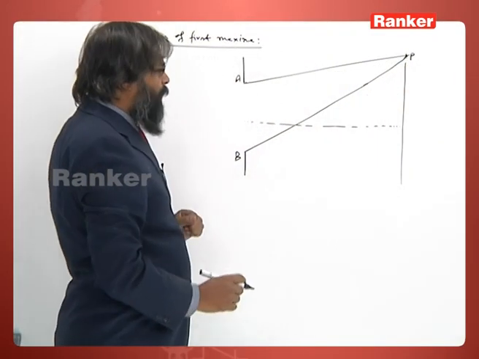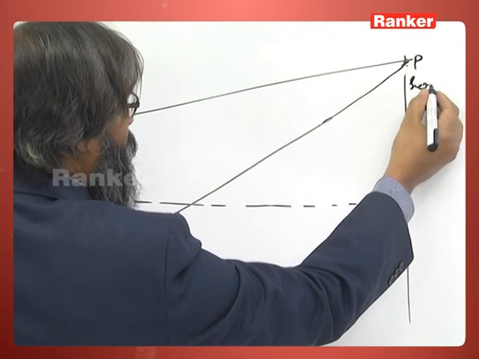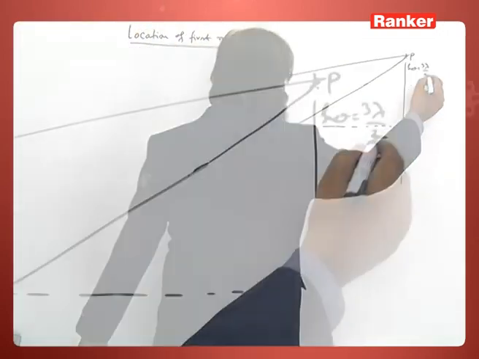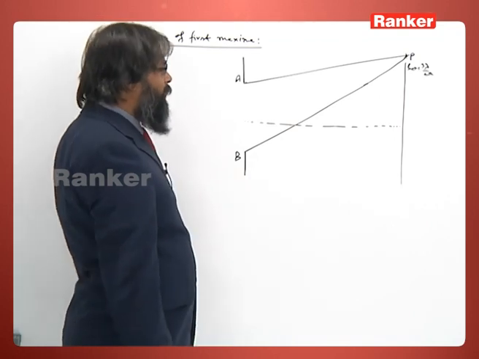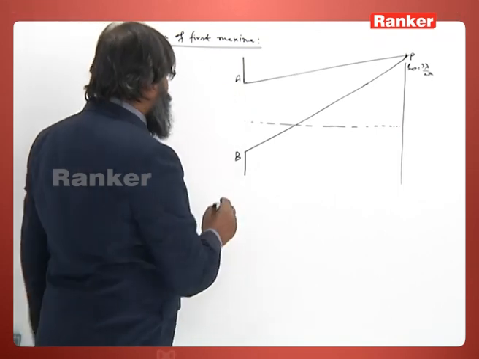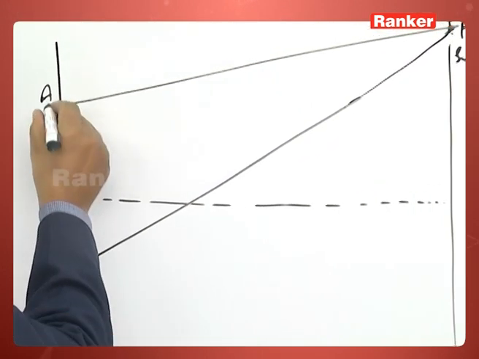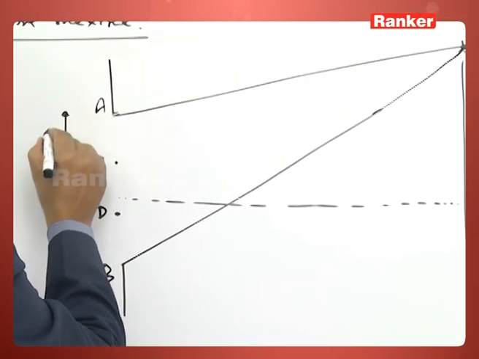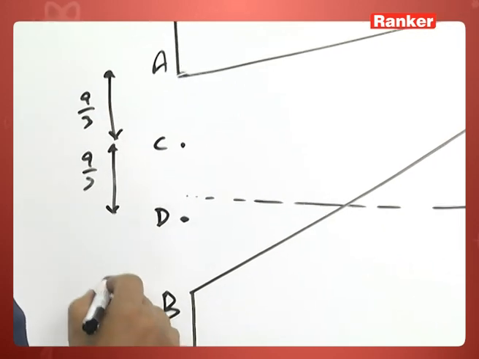Now this is the theta. So at B, the path difference is 3 lambda by 2, so sine theta is 3 lambda by 2a. In order to get maxima, we divide the slit in three equal parts. So these are three equal parts, A, B, C, D. This is a by 3, a by 3, and again a by 3.